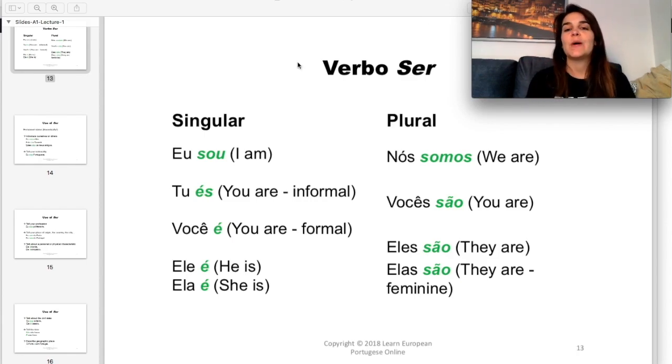So as I was saying, the first one we have here is verbo ser. I start by telling you the conjugation. So we have here the singular part is eu sou. This is I am, eu sou. And then you have tu és. That's like you are. Você é. That also means you are, but it's a formal way of saying it. In Portuguese, we have tu for an informal way, and you have você for a formal way of saying you. Then we have ele é, he is. Ela é, she is. And then we have the plural, nós somos, we are.